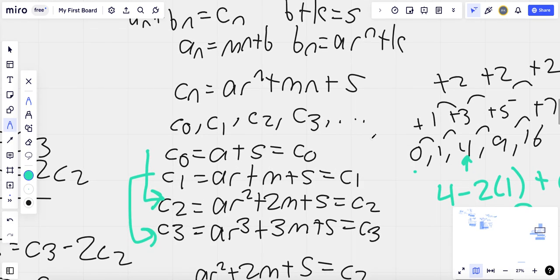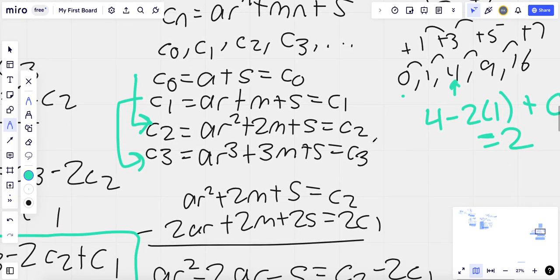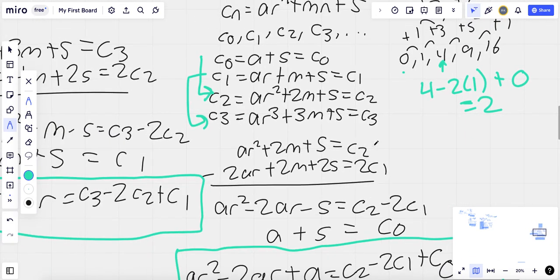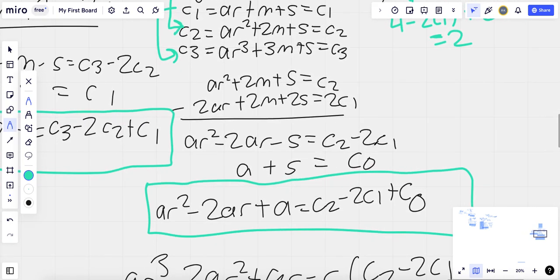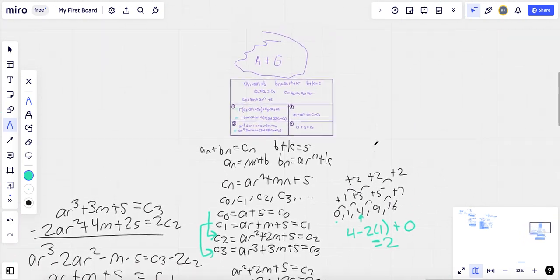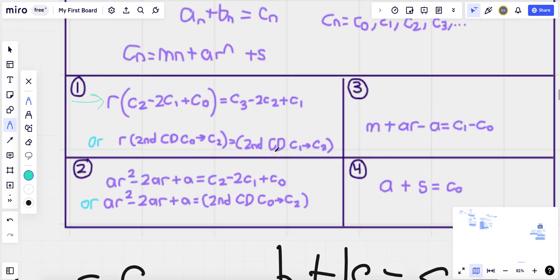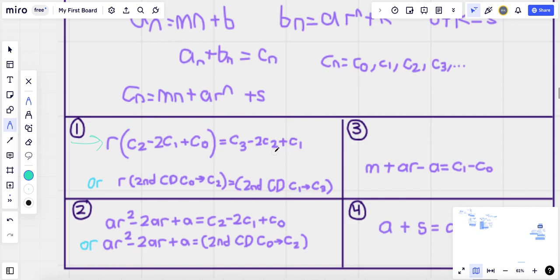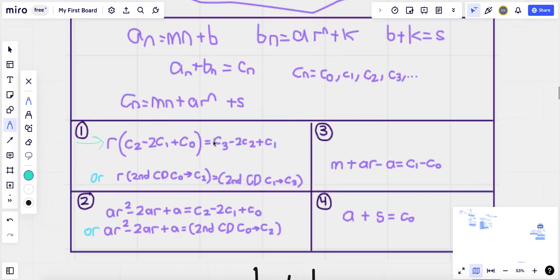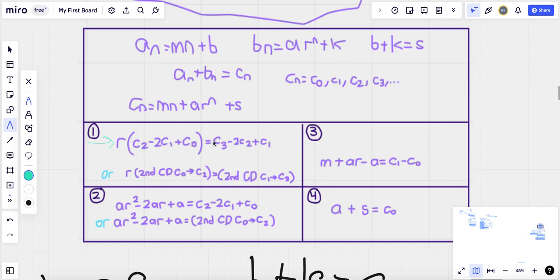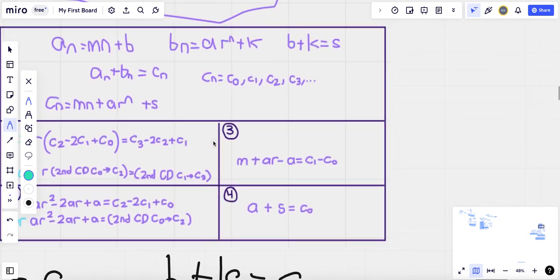So this works really well, and just to summarize the results that we got, we can go to this table here, and we can see this first thing is exactly what we got. So now that we have these equations, let's see an example of this in action.